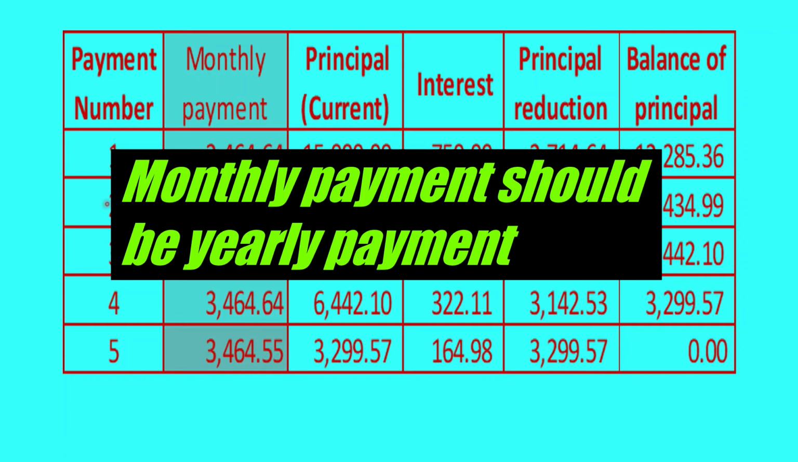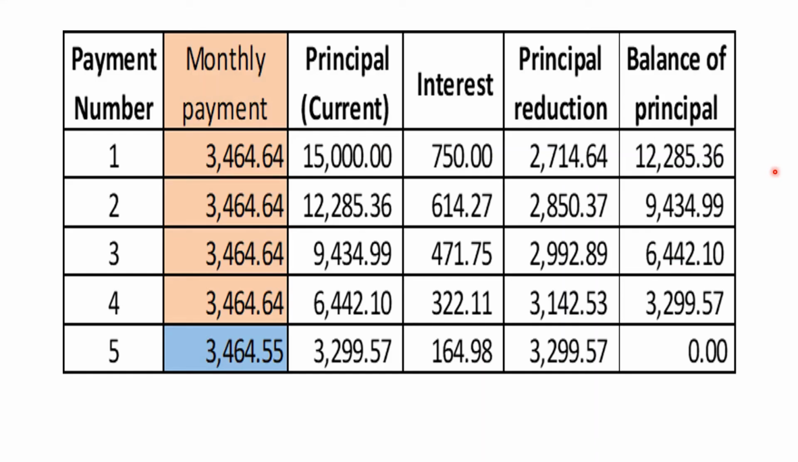Okay, so we have here the payment number column. Since she is going to pay once a year for 5 years, we have here payment 1, payment 2, payment 3, 4, and 5. The payment, we have here 3,464 pesos and 64 centavos. And we have the current principal column, the interest column, the principal reduction column, and the balance of principal. Okay, so let us compute.